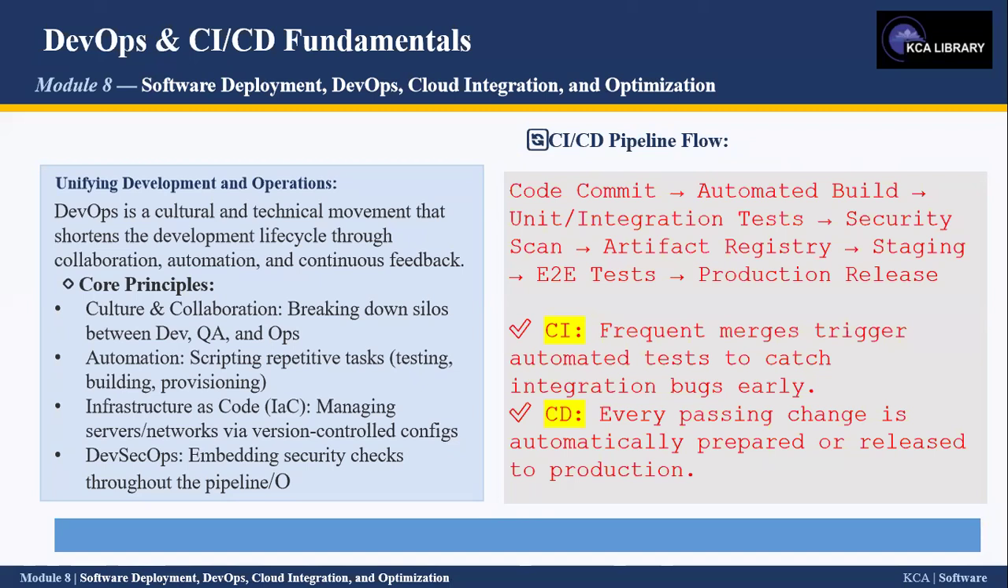CI/CD pipeline flow. Continuous integration is for frequent merges that trigger automated tests to catch integration bugs early. While in continuous delivery, every passing change is automatically prepared for release to production. This pipeline is the heartbeat of modern software development.